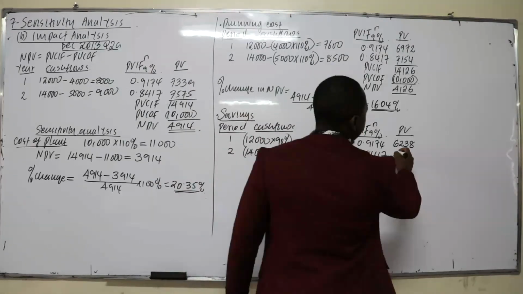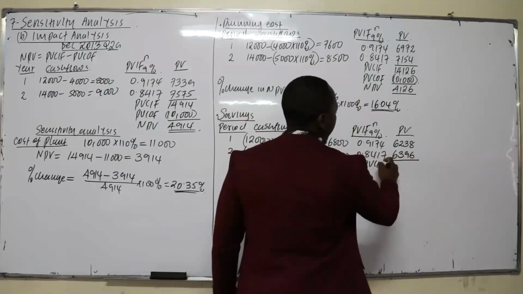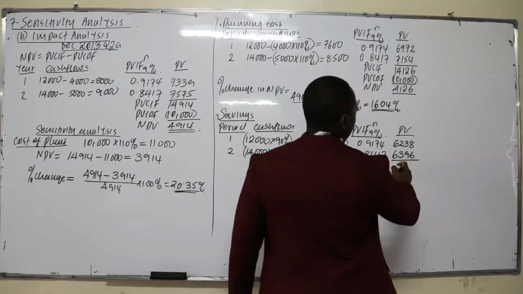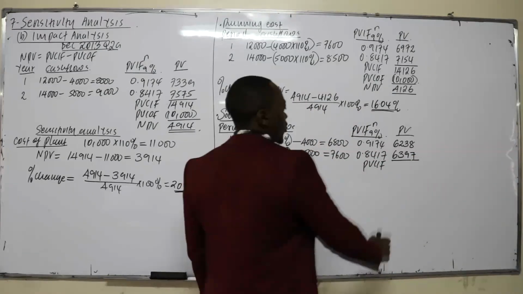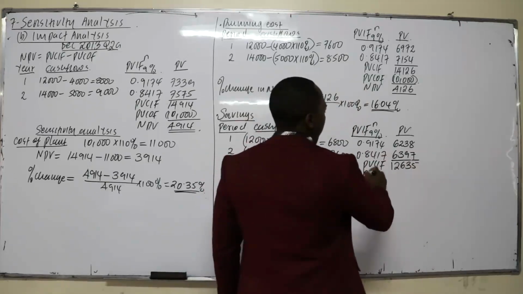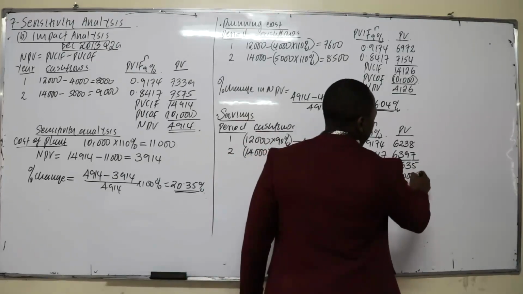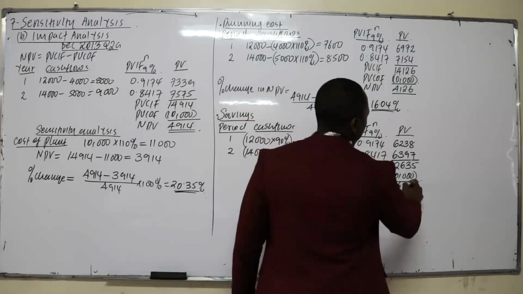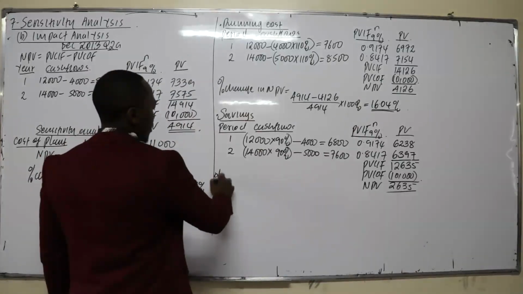Now let's add the two to get the present value of cash inflow. You get 12,635. So to get NPV, you deduct the present value of cash outflow. The cost of the plant was 10. So the net present value will be 2635.